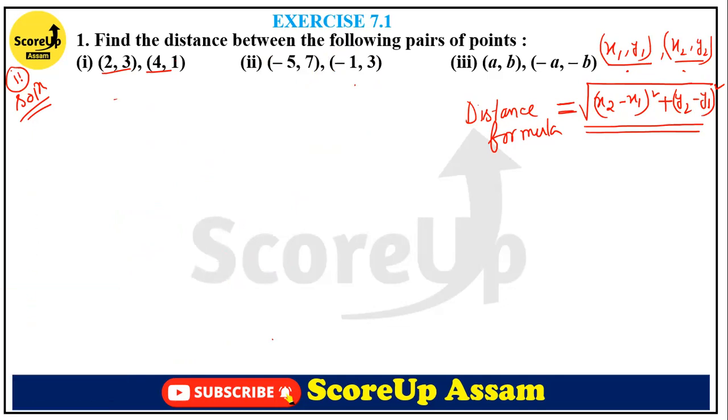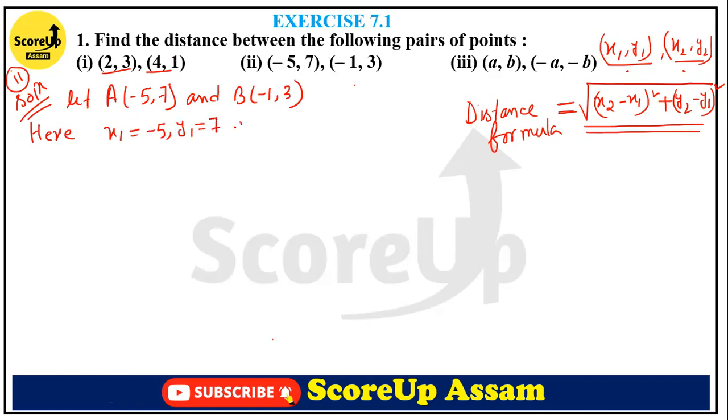Now again, suppose this is question number 2. Let A represent minus 5,7 and B represent minus 1,3. So here again x1 is equal to minus 5, y1 is equal to 7, and x2 is equal to minus 1, y2 is equal to 3.